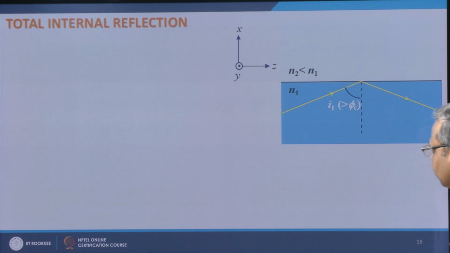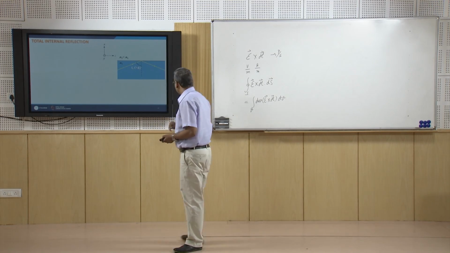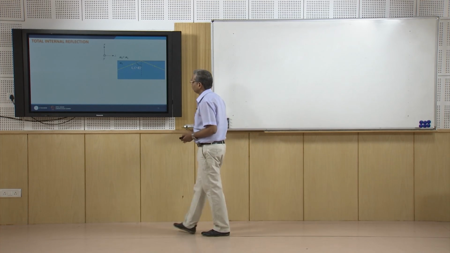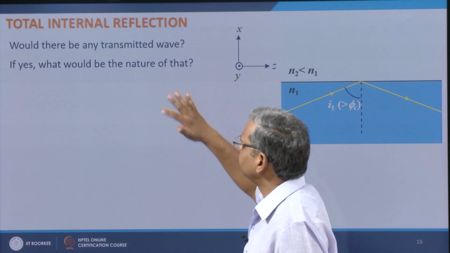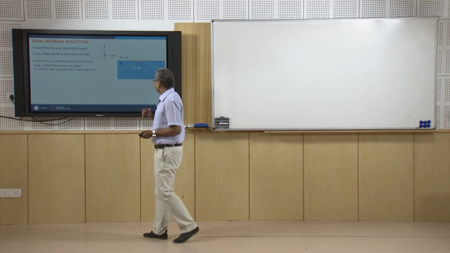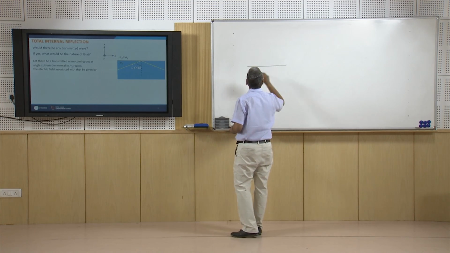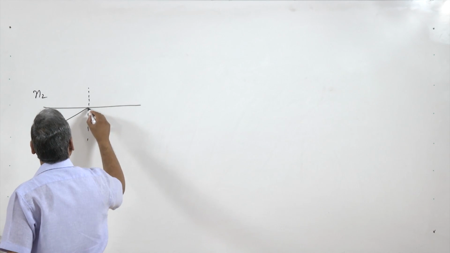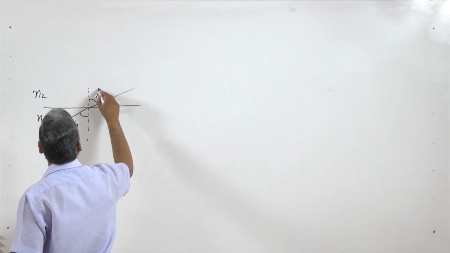But if I talk about waves, these are EM waves, with associated electric and magnetic fields. Let me assume that there is some transmitted wave also, and then find out what would be the nature of that. So first of all I would ask, would there be any transmitted wave, and if yes, what would be its nature? So I let there be a transmitted wave which is coming out at an angle I2. If this is n1, this is n2, this is the interface and this is the normal, this is the incident one at I1, and here I have at I2 the transmitted one.